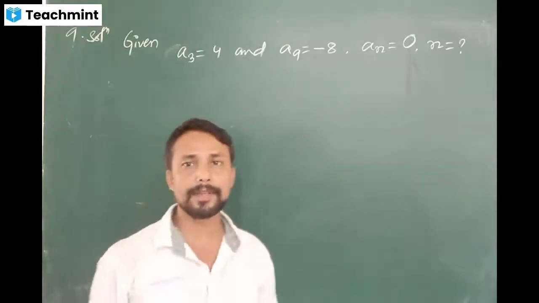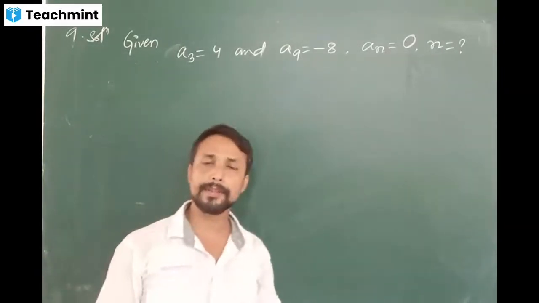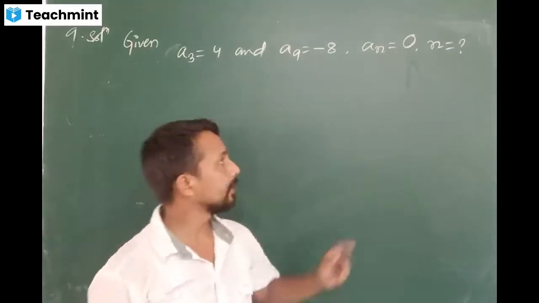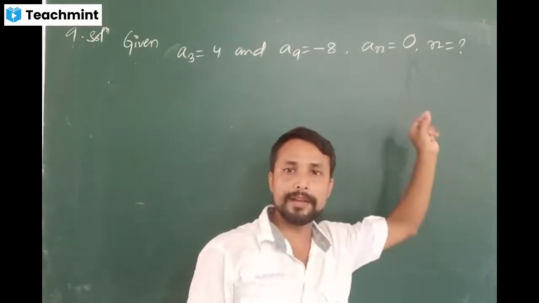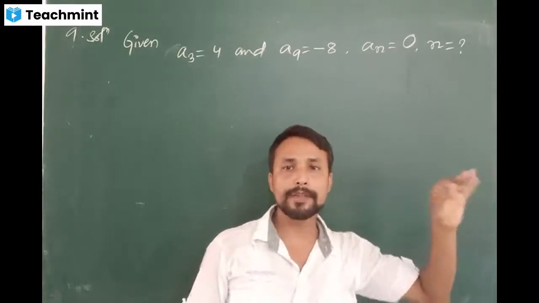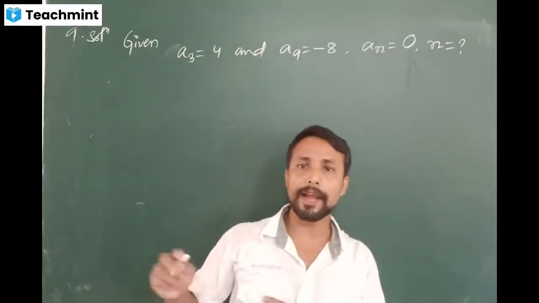A3, the third term, is 4. A9, the ninth term, is minus 8. Then the nth term, since we need to find n, which term? So the nth term is 0, which means we have to find n.